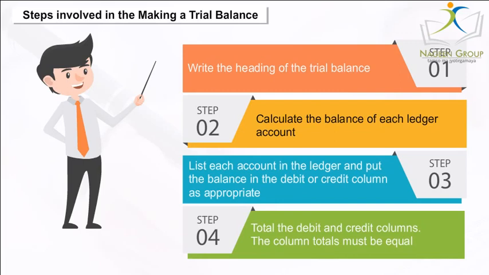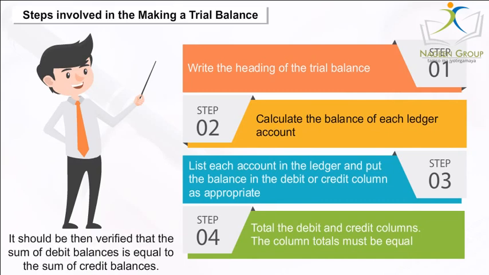Step 4. Total the debit and credit columns. The column totals must be equal. Both debit and credit columns should be totaled. It should be then verified that the sum of debit balances is equal to the sum of credit balances.